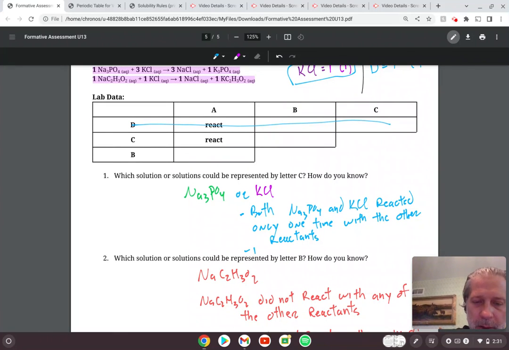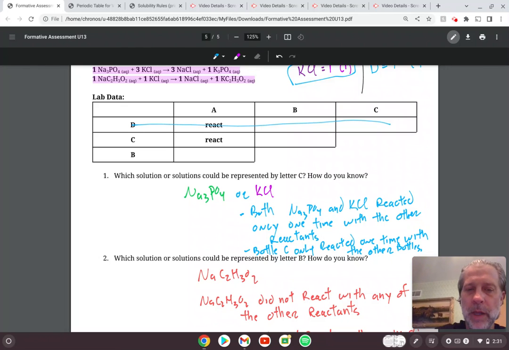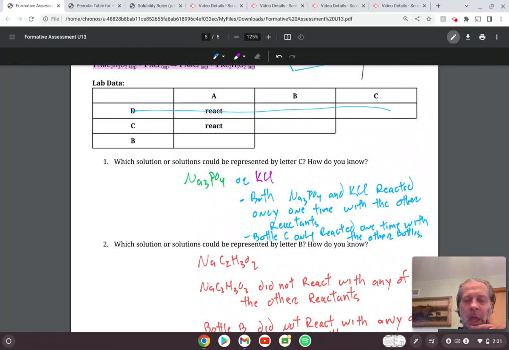And I'm going to also say that bottle C only reacted one time with the other bottles. And so that's how I would answer that question.